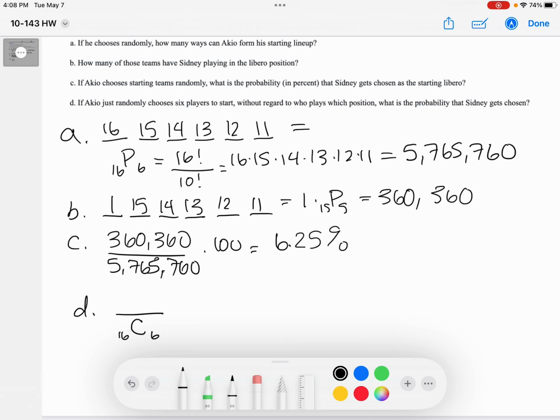That's going to be our bottom number. But what is the probability that Sydney gets chosen? Well, one of those is definitely Sydney. How many teams have Sydney on it? We choose Sydney, and now we need to choose 5 more players out of 15. Those are things we could calculate in various ways. We could put those into our calculator, and we get 3,003 over 8,008, which is 37.5%.